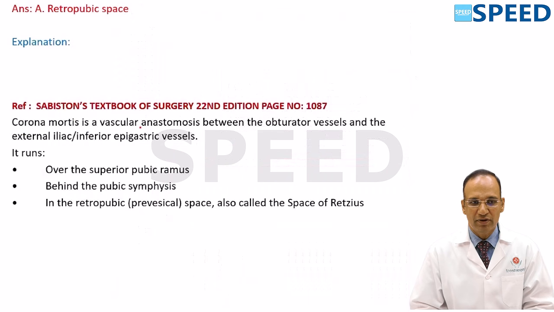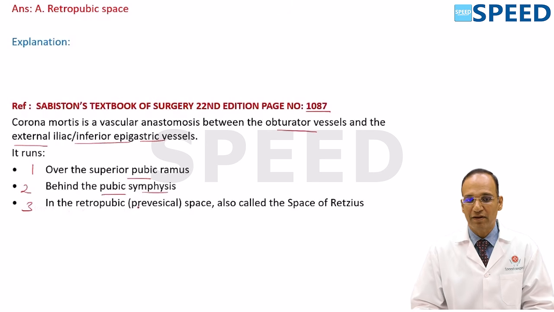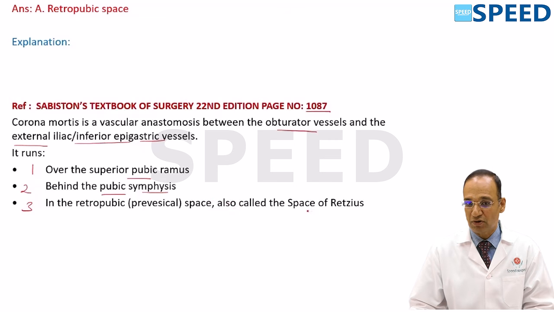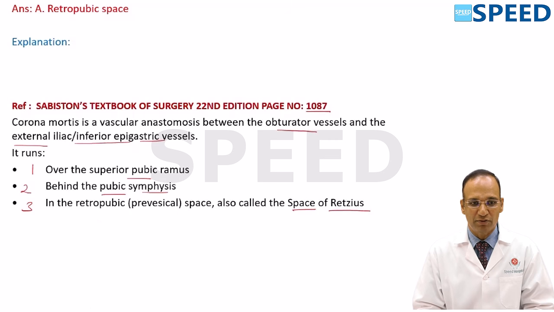For a quick idea, it is given in Sabiston 22nd edition, page number 1087. Corona mortis is a vascular anastomosis between the obturator vessels and the external iliac and inferior epigastric vessels. It runs over, number 1, the pubic ramus, number 2, behind the pubic symphysis, number 3, in the retropubic prevesical space. The retropubic prevesical space is also called the space of Retzius. It can be asked in the next exam as well. So it's a factual level of question, and you need to know it's the retropubic space.